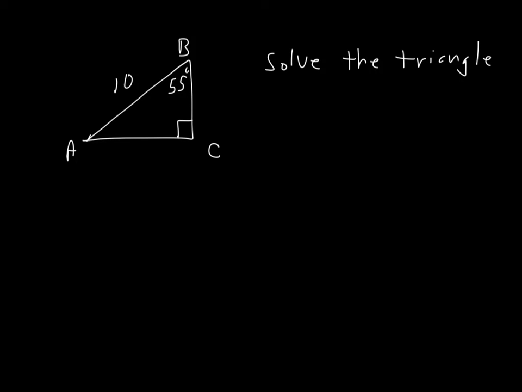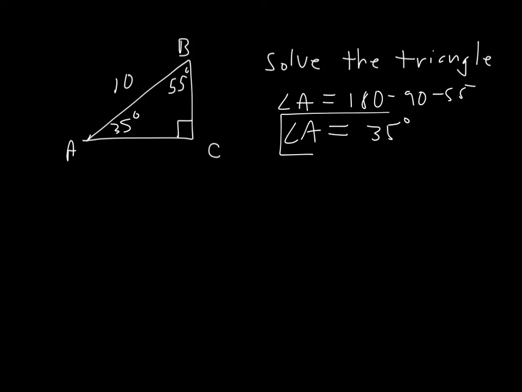So let's start with the easy stuff. Angle A. The 3 angles of a triangle always add up to 180 degrees. So if this is 90 and this is 55, just subtract those 2 numbers from 180 and you'll get angle A. So we'll be done with that. So it's just 180 minus 90 minus 55. So angle A is 35 degrees. So you can write that in there or whatever. Okay. So we got that.